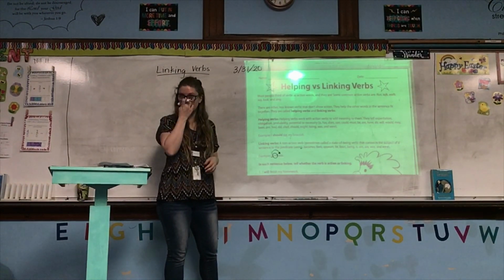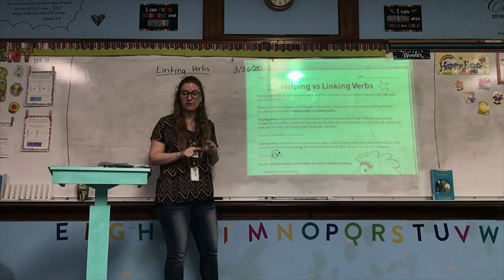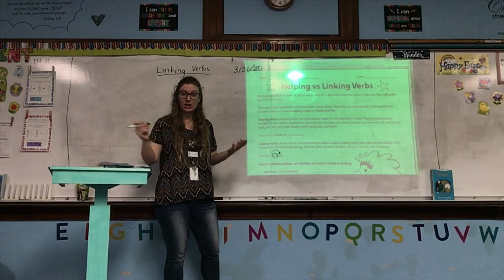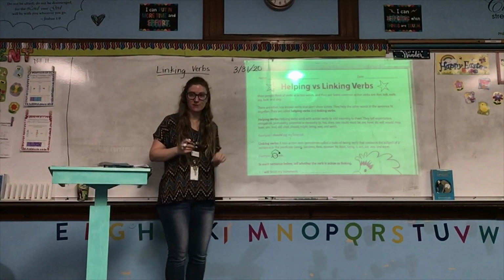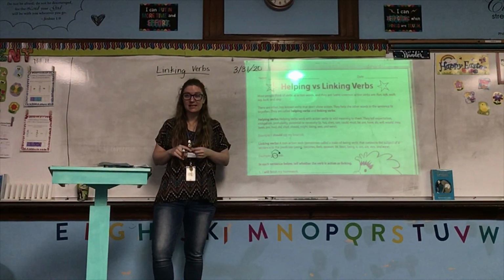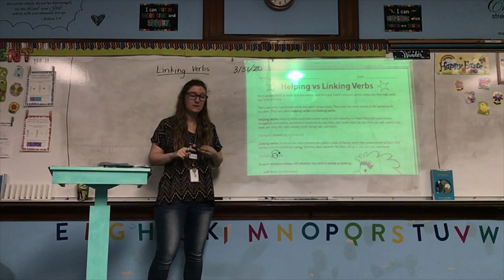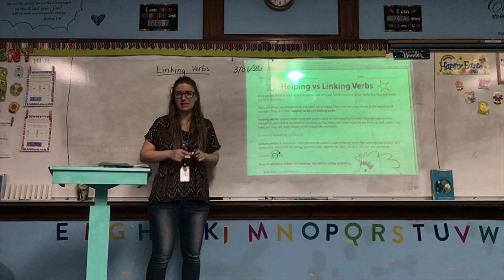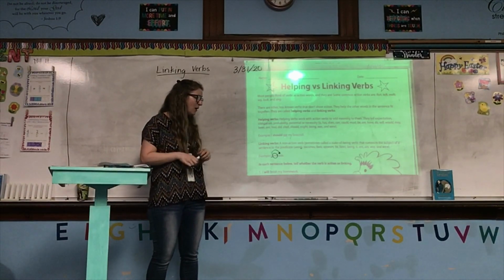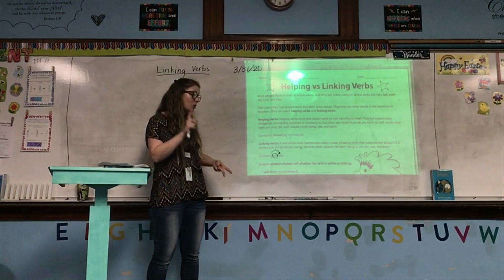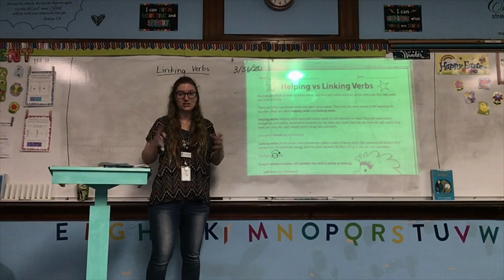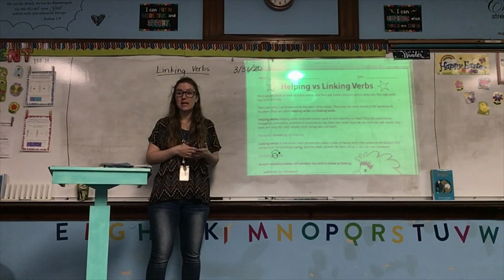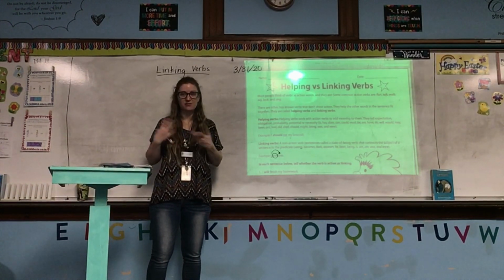So remember, when you're trying to figure out if it's a helping verb or a linking verb, look at the word that comes next. Is the word that comes next a verb? That means you have a helping verb. Is the word that comes next a noun, pronoun, or adjective? That means you have a linking verb. So let's look at the sentences below, and we'll figure out whether the verb is an action or a linking verb. Is it an action? Is it something that can happen? Or is it linking the noun, the subject, with something, with an adjective, noun, or pronoun?